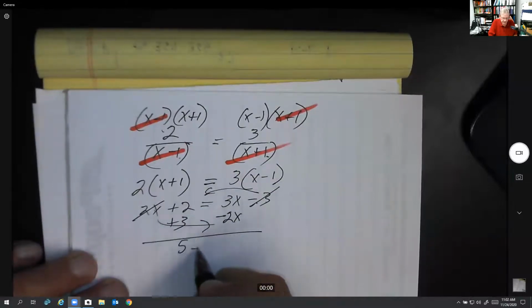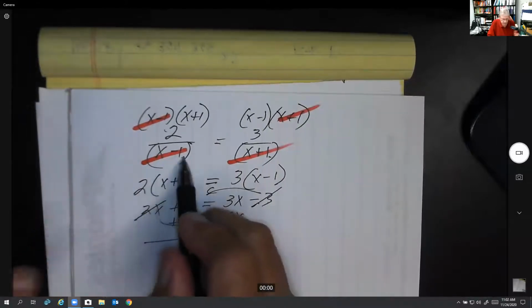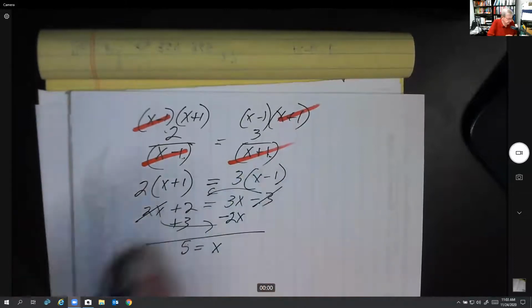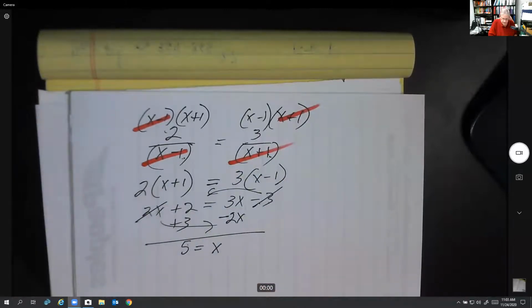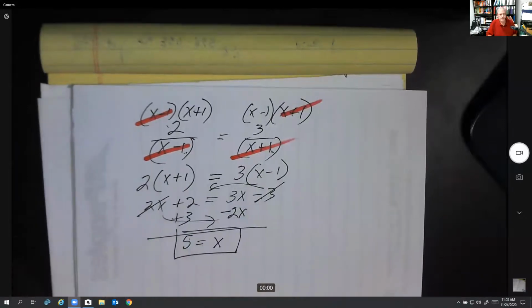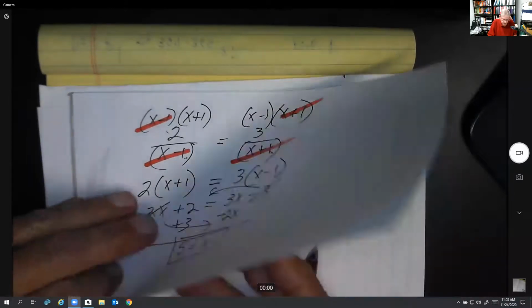5 equals x. Okay, let's check it. 5 minus 1, 4. That's fine. 5 plus 1, 6. Perfect. This is my answer. Works. Okay. So sometimes they don't work, sometimes they do. Okay, here's another one.